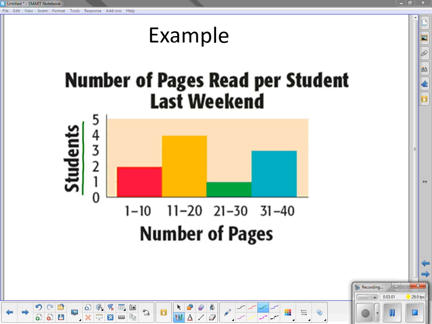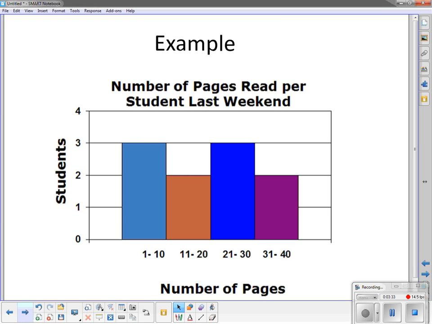So as we look at the data, this red bar shows that 2 students read anywhere between 1 and 10 pages. It shows that 4 students read between 11 and 20 pages. 1 student read somewhere between 21 and 30 pages. And 3 students read between 31 and 40 pages.